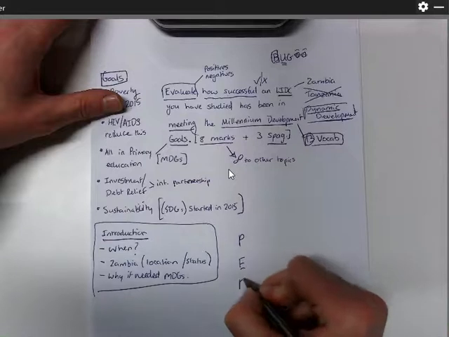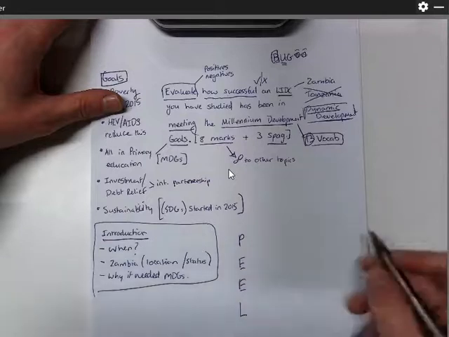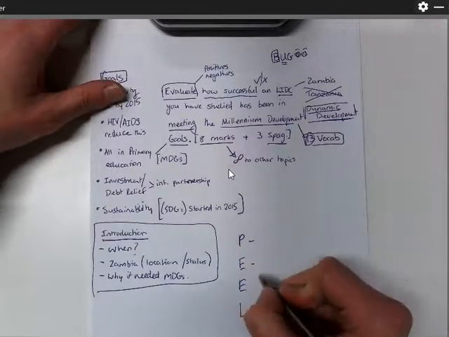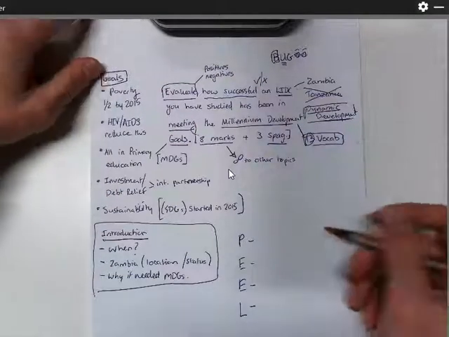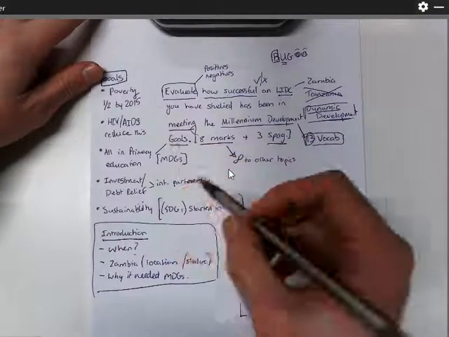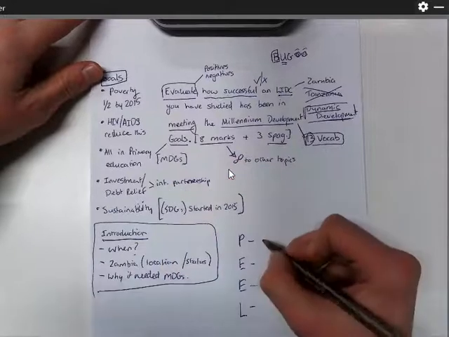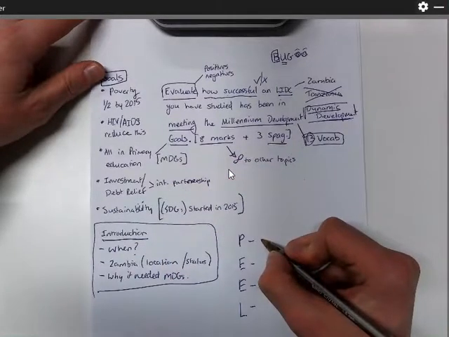I like the idea of 3 of these PEEL paragraphs. It's not going to require a huge amount of information, but it means that we can talk about a few different goals. So the first goal that I'm going to use as an example is investment. I'm going to say Zambia, as one of the MDGs, had to seek international partnership.